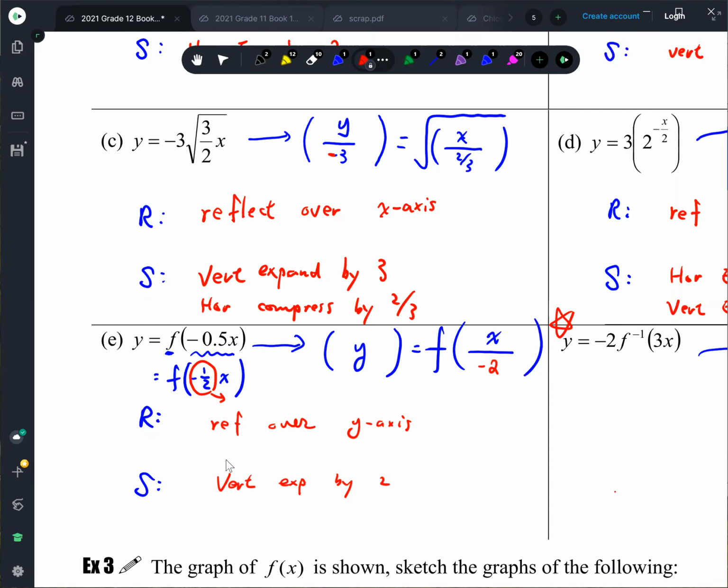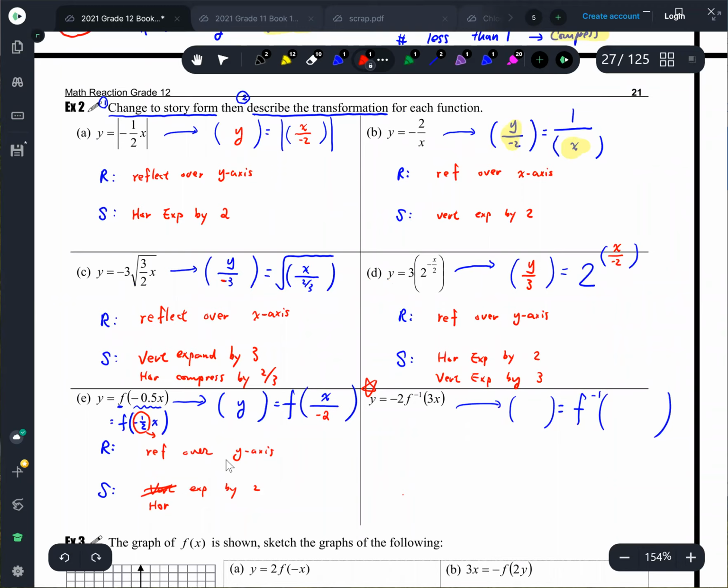Wait, oh no, it's horizontally because it's the numbers under the x. Yes, very good. Okay, so just follow the rule, you'll be fine, right? And expand because, why is it expand, Jenny? Because the number is greater than 1 and we ignore the negative. Very good. Okay, so I hope everybody remembers these rules. We put them at the bottom of each page, right? So make sure you also refer to these examples.